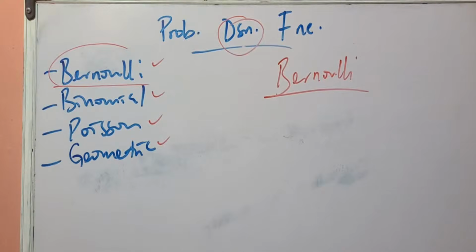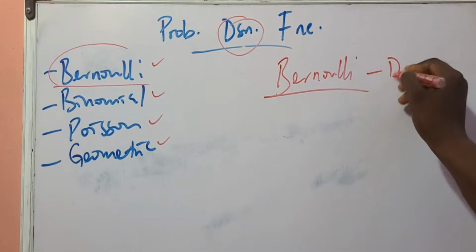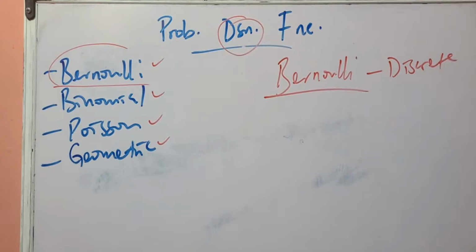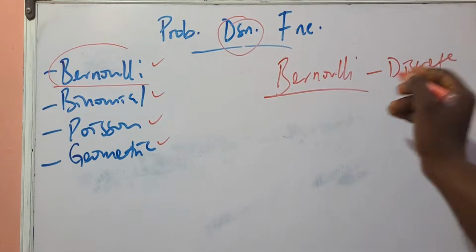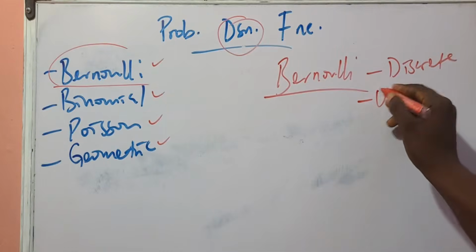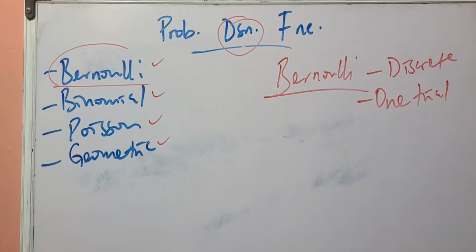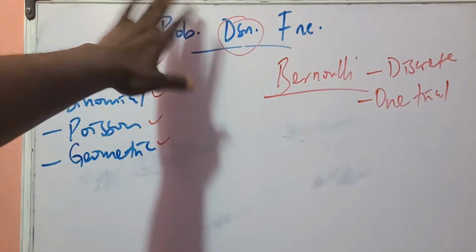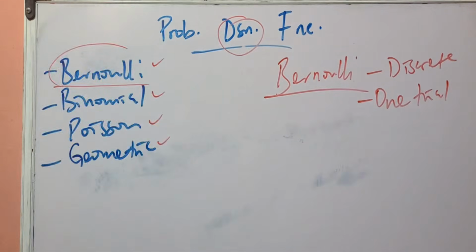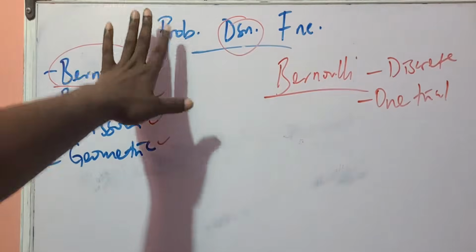Number one, we say it's discrete. You already know that. Number two is that only one trial is involved. Only one trial. Now, don't forget, we're talking about probability distribution functions. That's why I told you when we started probability that it's very important you understand it well, because you'll be seeing its usage in several other topics, like this topic now.